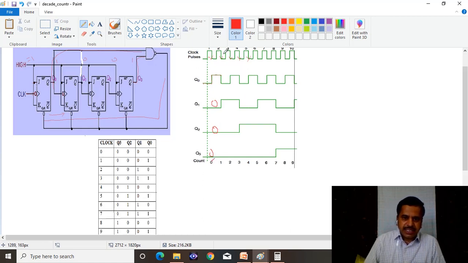When the second negative edge appears, the first flip-flop changes state from 1 to 0. When it changes from 1 to 0, it becomes a clock to the second flip-flop. Again it changes its state from 0 to 1. But when it goes from 0 to 1, it is not a clock to the third flip-flop. There is no change, it is 0, and the fourth flip-flop also has no change. Sorry, it is 0, 1, 0, which is 2. Again it continues.